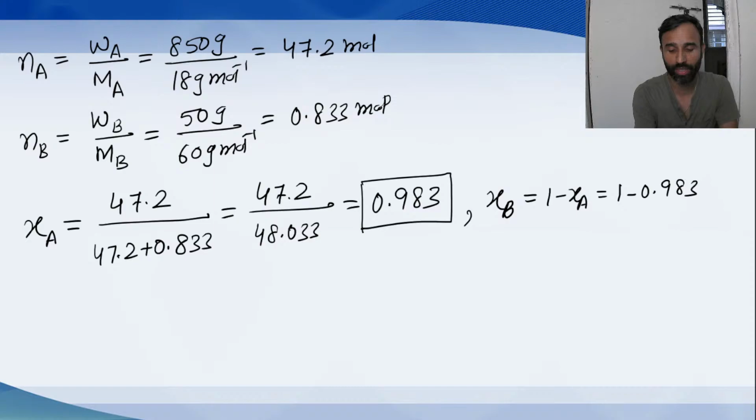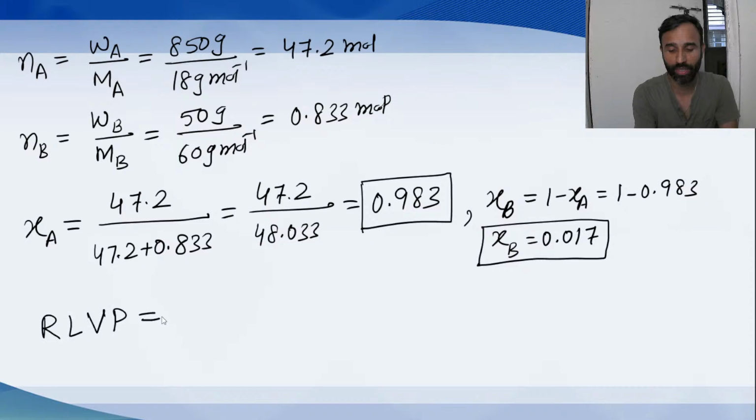One minus 0.983, that is 0.017. XB equal to 0.017. It is XA and XB. And this is relative lowering of vapor pressure. So relative lowering of vapor pressure is P naught A minus PA by P naught A, that is equal to 0.017.